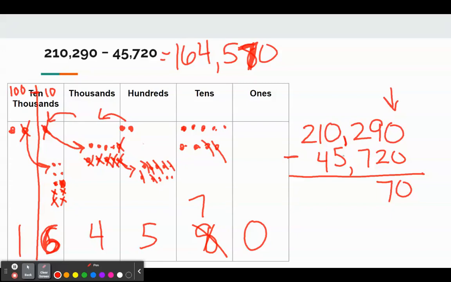We're going to take away 700. So we didn't have enough, right? So now we have to go to our thousands place. We didn't have enough in our thousands place to break apart any numbers. So now we have to go to our 10,000s. I'm going to go to my 10,000s.